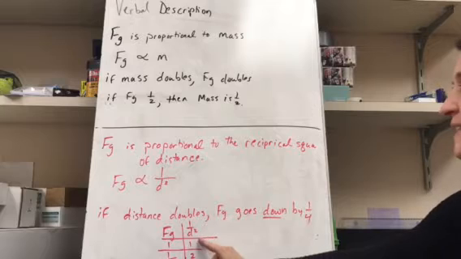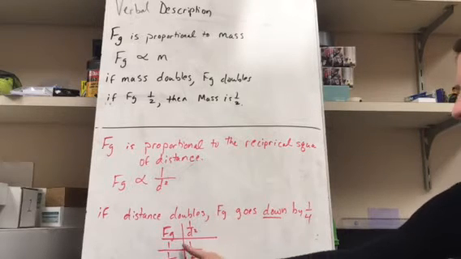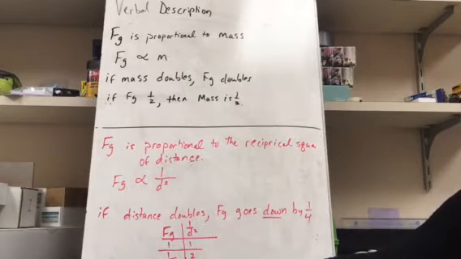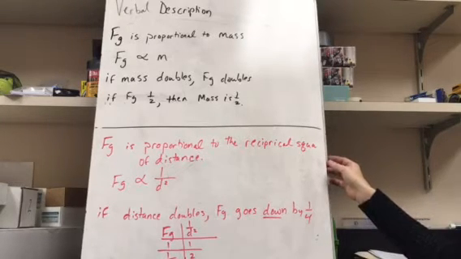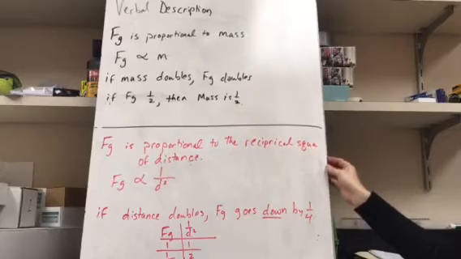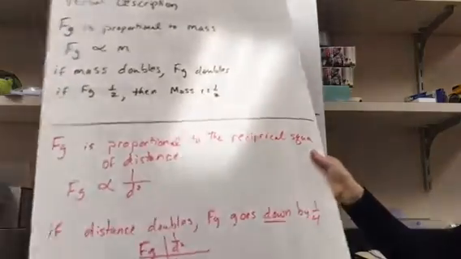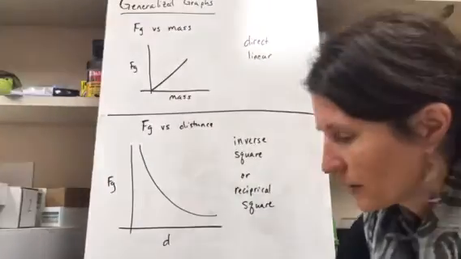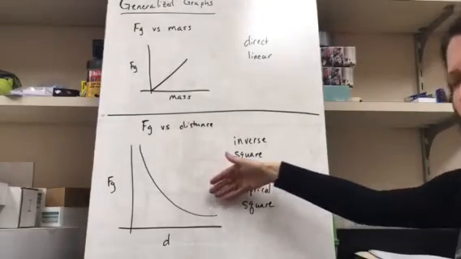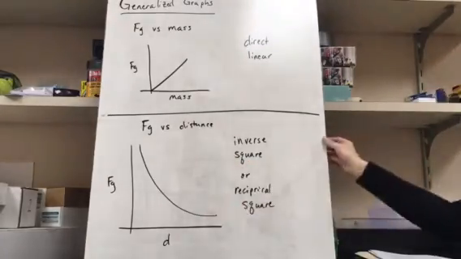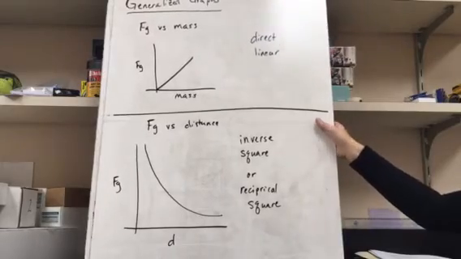So notice when I double the distance, the weight, or the force of gravity, goes down by a factor of 1/4, which is pretty amazing, and really something to think about. How far away from Earth do you have to be for that to significantly decrease? That's going to be something we're interested in looking at.